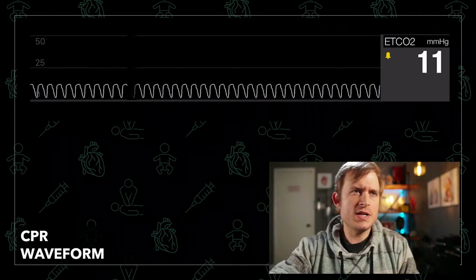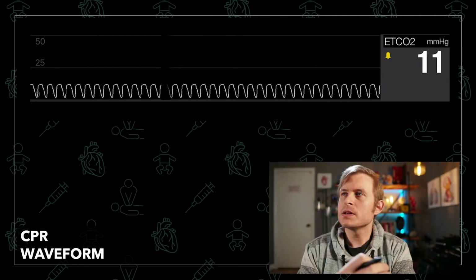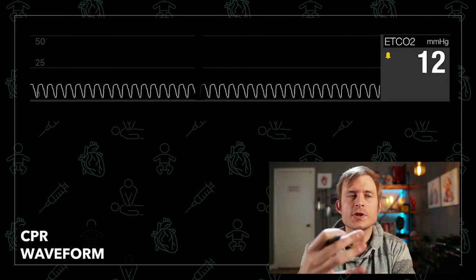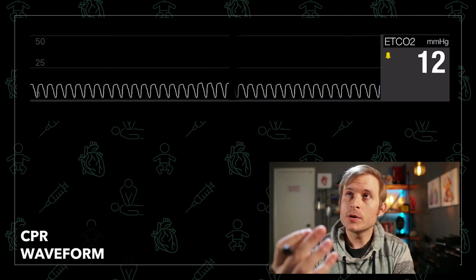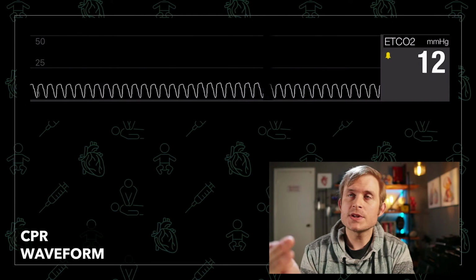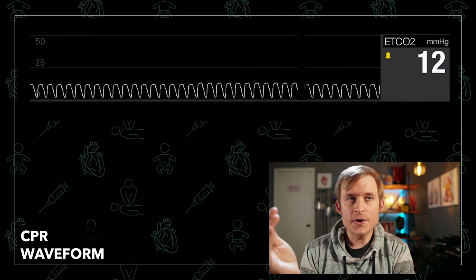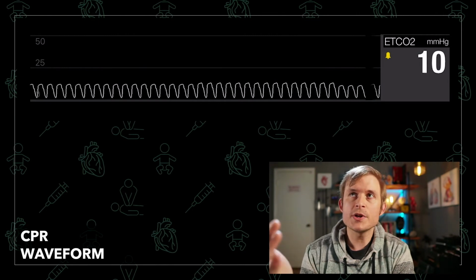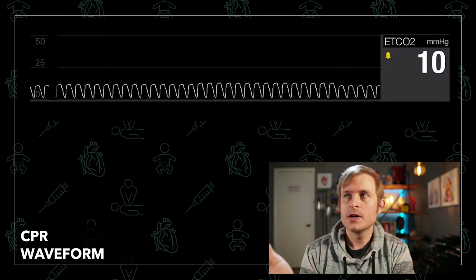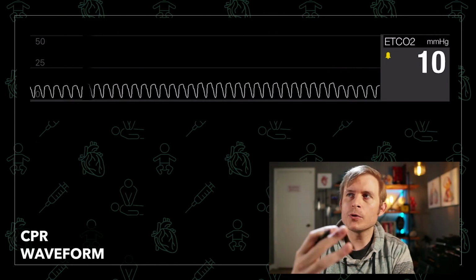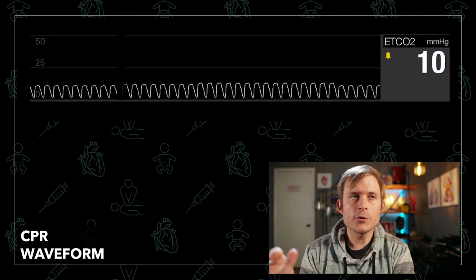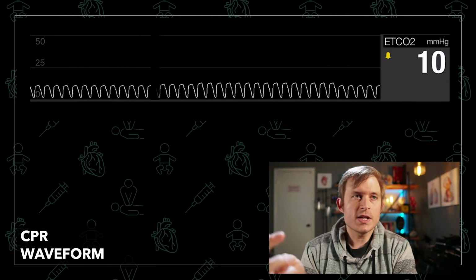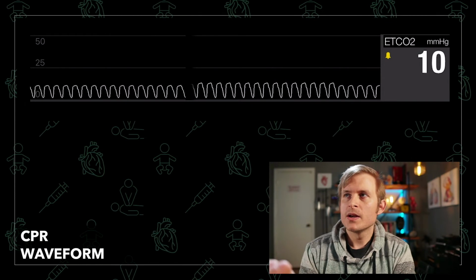Now, what you're seeing here is an example of what you'd expect to see during CPR if you're providing good compressions. Now, you'll notice that the rate is very high. This is detected during CPR because of the chest compressions. The rate here looks to be about 100 or slightly over 100 per minute, which would indicate good compression speed.